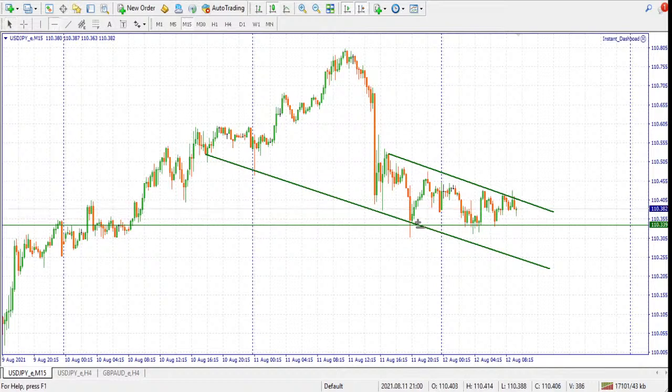If the price descends below this level, 110.346, then we want to see some pullback before the price can continue down, at least up to the trend line at the bottom, which is this one here. So we want to see a break below, a pullback, and then a continuation towards the lower trend line.